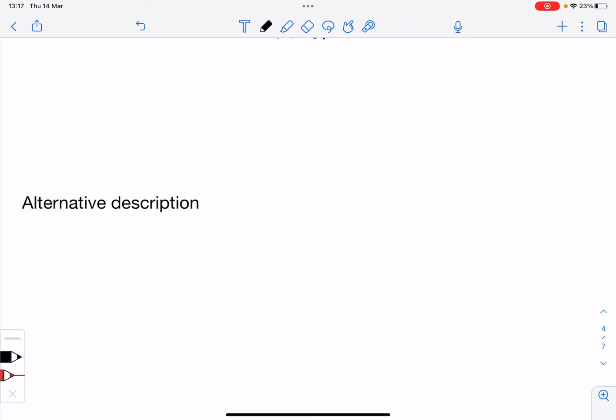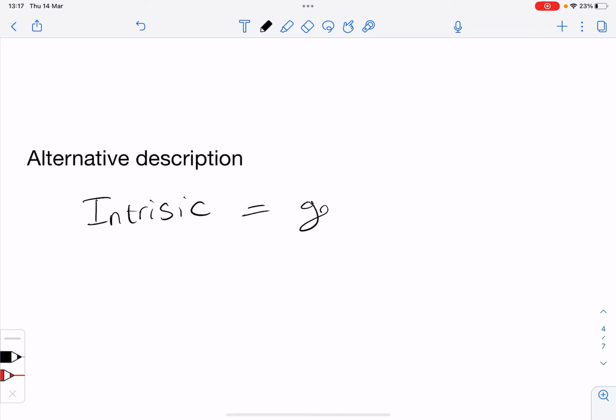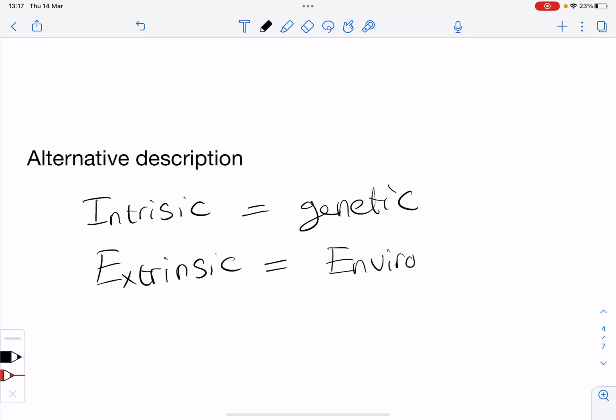So an alternative description. For many diseases, causes are grouped as genetic and environment. So we were presented with intrinsic and extrinsic. But intrinsic can be expressed as genetic, if you want to look at it in that way. And extrinsic, well, you can think of it as your environment. These terms are versions of intrinsic and extrinsic, and that are reflective of that disease.